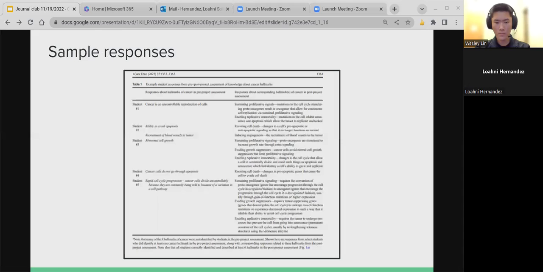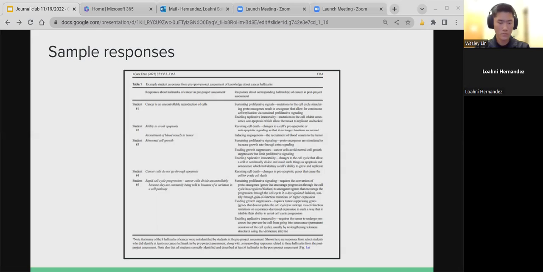So for example, student number 2 correctly identified that the evasion of cell death, which is apoptosis in this case, was a hallmark of cancer. So the ability to avoid apoptosis is a hallmark of cancer. However, noted by their post-project assessment, they were more able to thoroughly describe their hallmark and the science behind that hallmark and what exactly it means versus just identifying it.